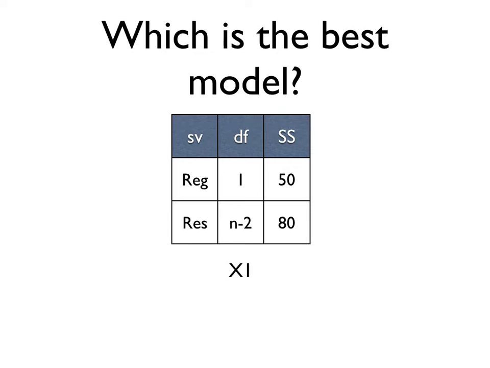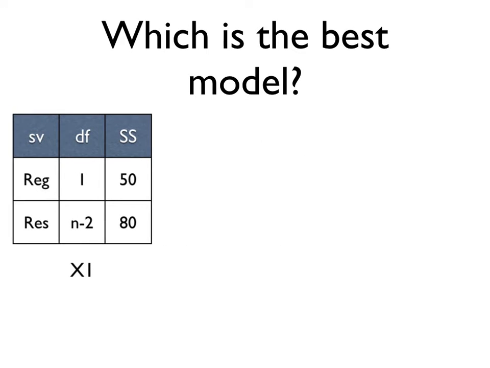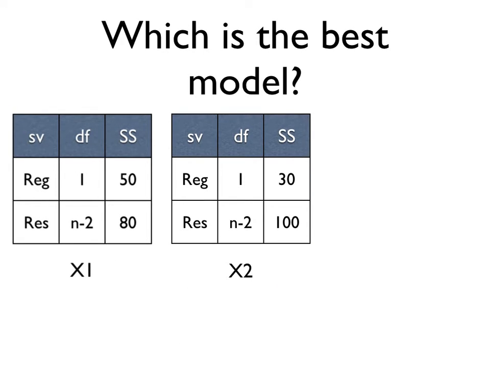So in this case, the model technically is y hat equals b sub 0 plus b sub 1 x sub 1 plus residual e. Here's our regression. Sum of squares is 50. Our residual sum of squares is 80. I didn't tell you anything about n's or p's. What about if we have x2 in the model?